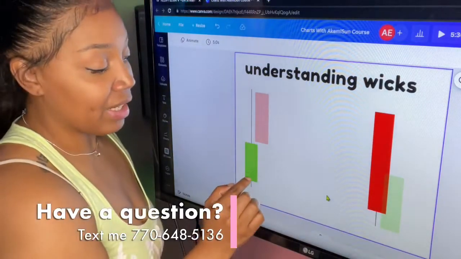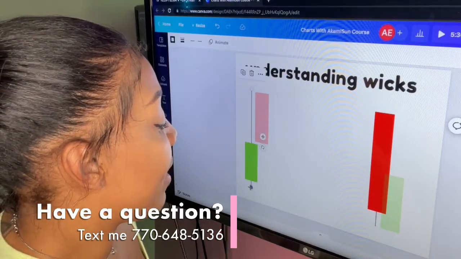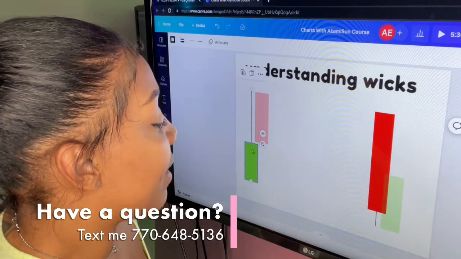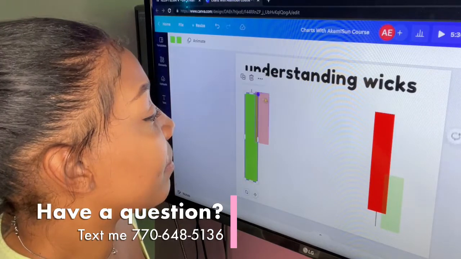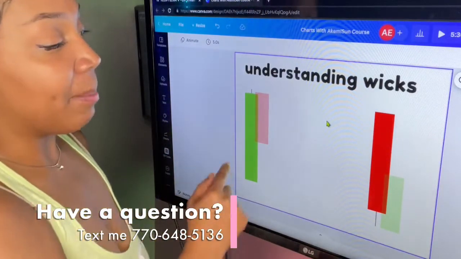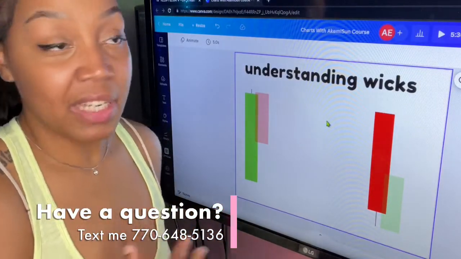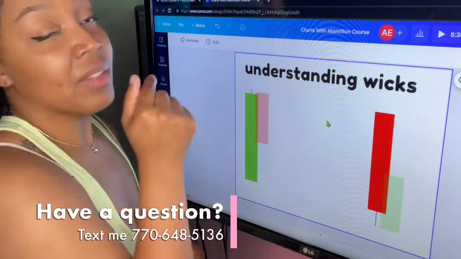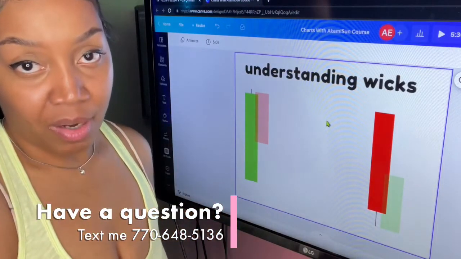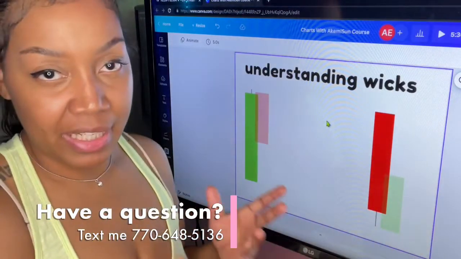If you have a green candle right here, okay, and it just shot up and closed and didn't leave us a wick at the bottom, that means that the buyers were so strong in this area that the sellers didn't even have a chance to even breathe, because what happened? The buyers took control. All right. So that is the understanding of wicks.